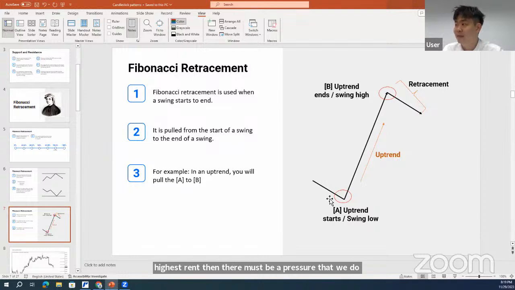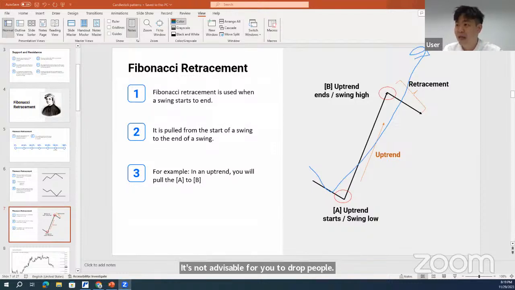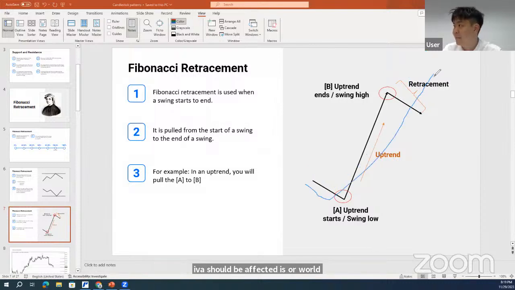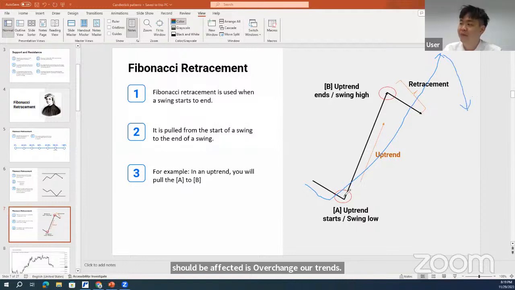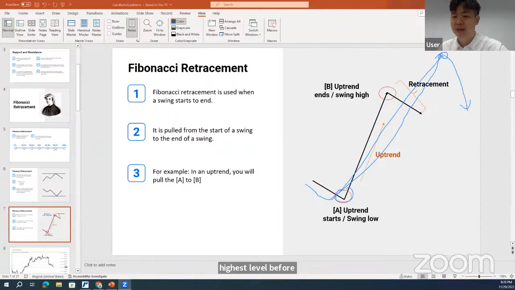If overall it is a bullish trend and keeps going up, it's not advisable for you to draw Fibo. When a Fibo should be effective is when the overall trend is upward and then it experiences a certain small retracement. Then you can draw a Fibo, dragging from the lowest level until the highest level before its retracement. Okay, so here is an example on it. Let me show you a chart.